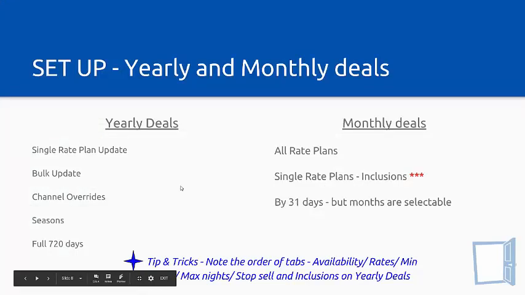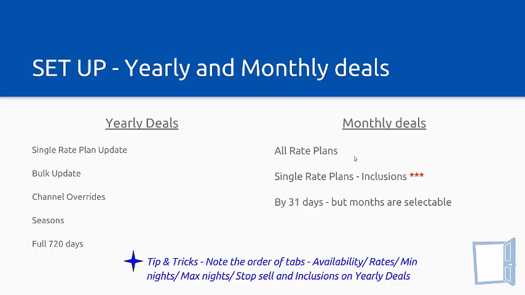So, set up in yearly deals and monthly deals. In yearly deals, you're looking at single rate plan update for the full 720 days. You're also looking at bulk update and channel overrides, seasons, and again, that's the full 720 days, and we'll go through that now. Monthly deals, pretty much exactly the same, it's just a different view.